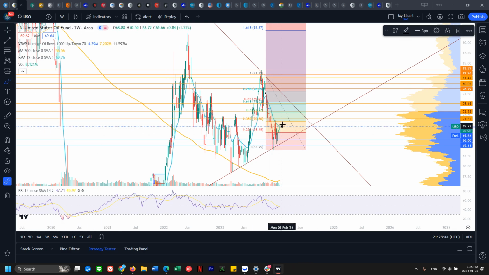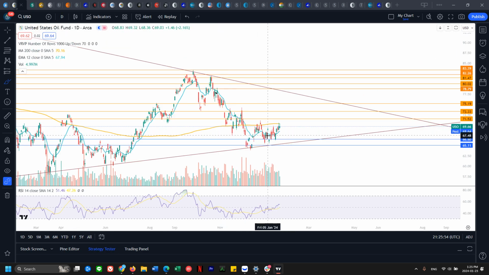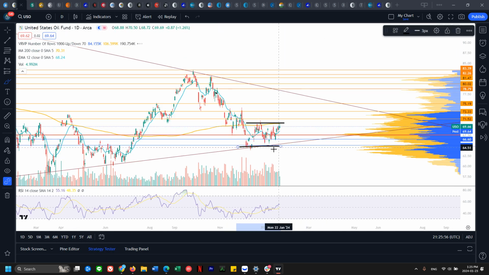If we break above the EMA and shoot up through here, then that's a negated bear flag. But so far, it's still in bear flag territory. We'll see where it goes. On the daily, you can see it's still very choppy as well, and just this flag zone here.